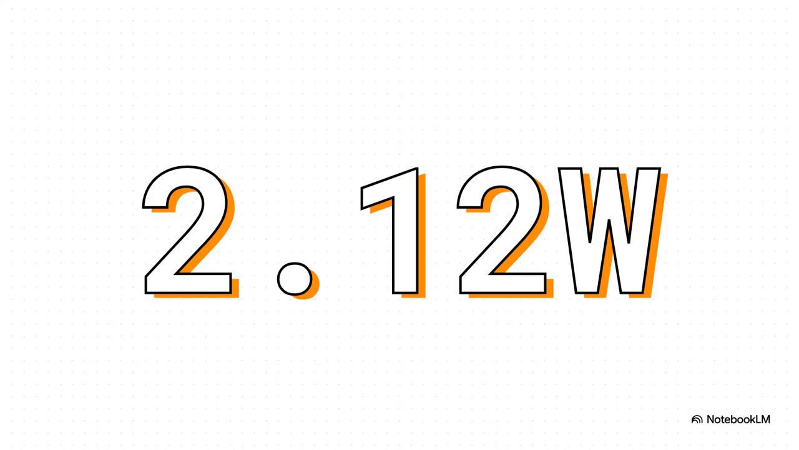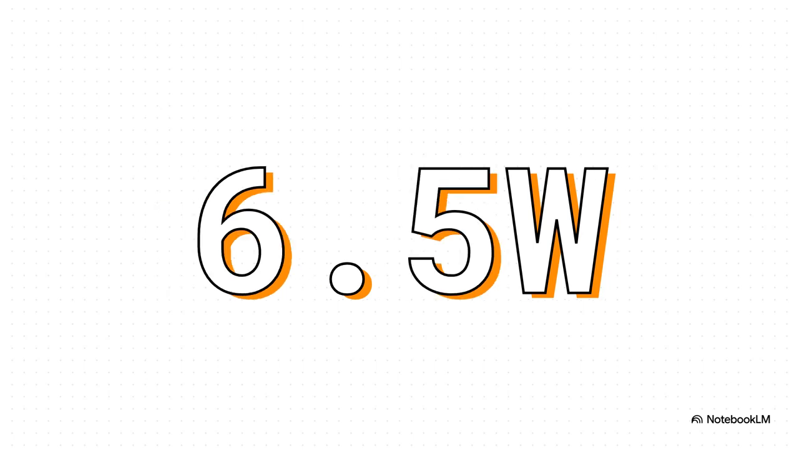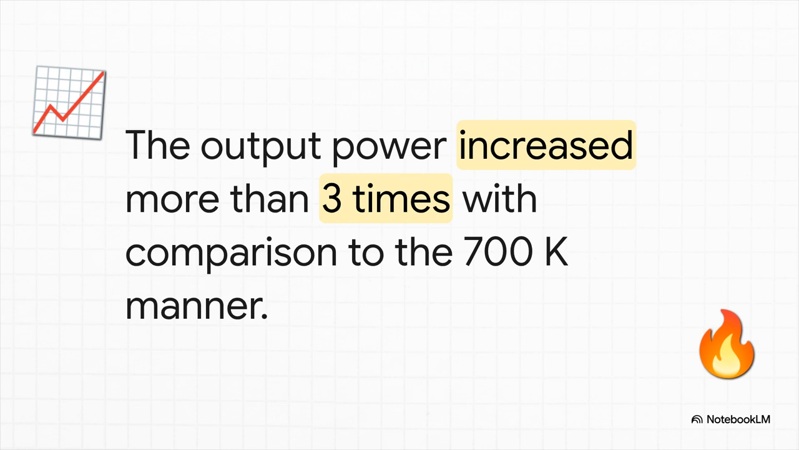Okay, so at a hot side temp of 700 Kelvin, the simulation shows the device putting out about 2.1 watts of power. But then, check this out. They crank the heat all the way up to 1000 Kelvin. And the power output? It doesn't just go up a little bit. No, it skyrockets to 6.5 watts. Yeah, that's more than a 3x power boost.